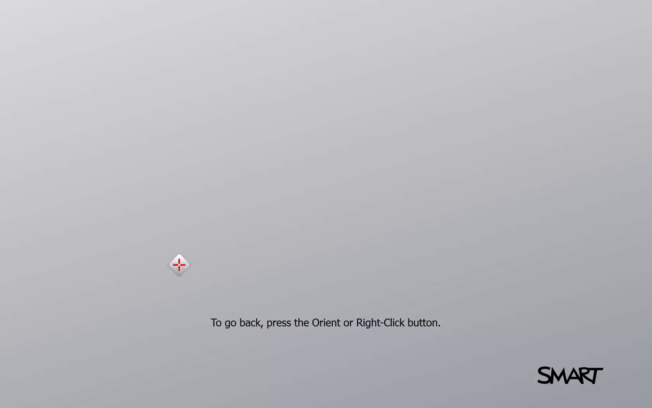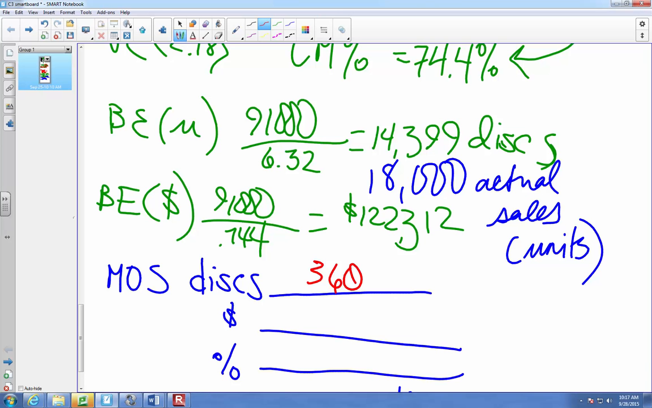So then in dollars, we're going to take the 3,601 and multiply it by the selling price, correct? The selling price was what? 850. Yeah, so 850 times 3,601. So my margin of safety looks like it's 36,000. No, $30,608, right?